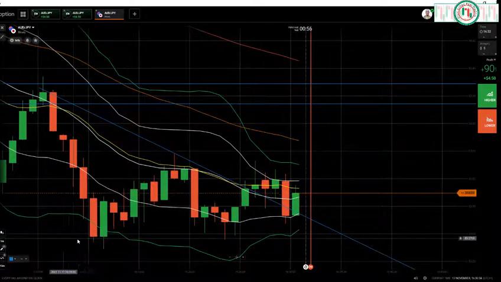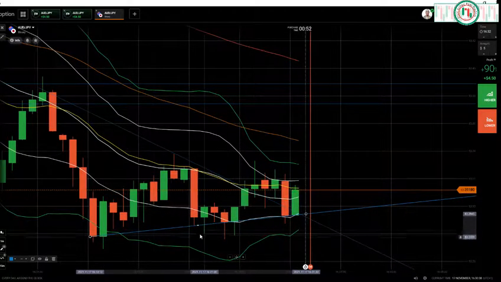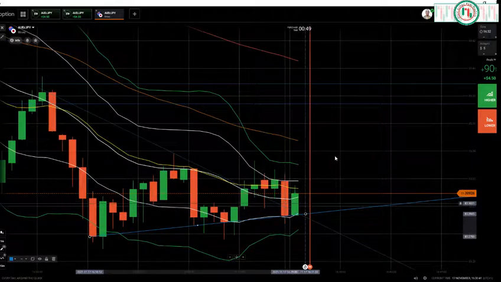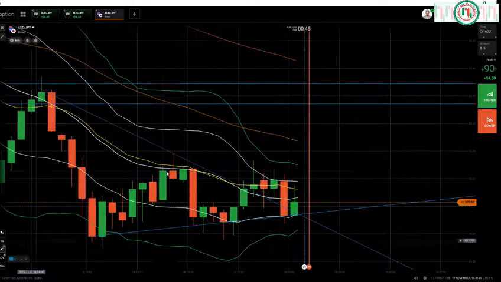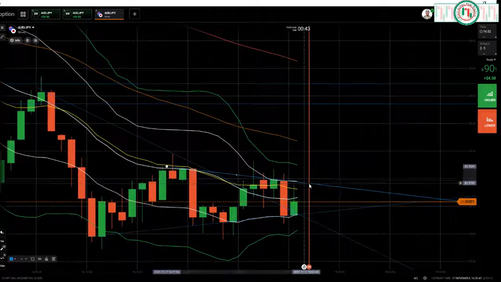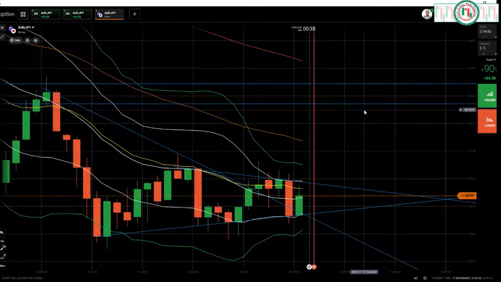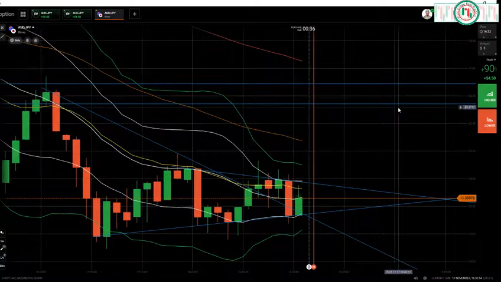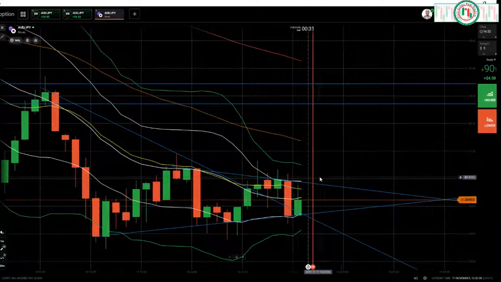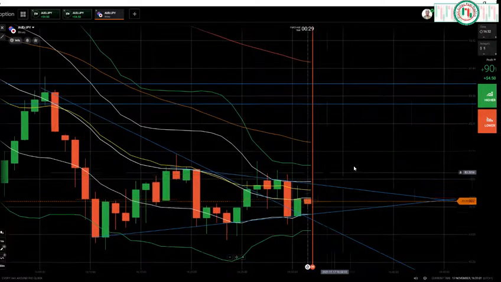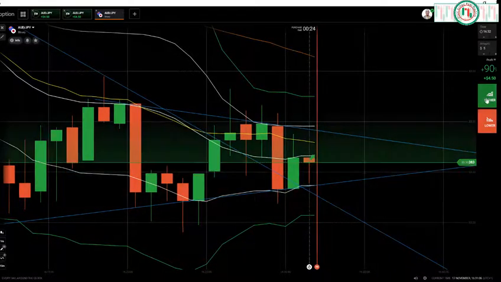And this is the level here. You see, the market reversed. The market is forming a triangle. Yes, this is a symmetrical triangle. The market is forming a symmetrical triangle.